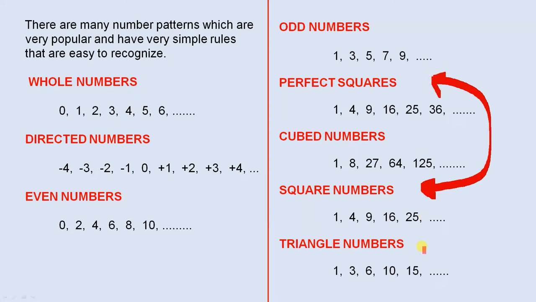The triangle numbers, which we saw in a previous video: 1, 3, 6, 10, 15. That's 1, 1 plus 2, 1 plus 2 plus 3, 1 plus 2 plus 3 plus 4, 1 plus 2 plus 3 plus 4 plus 5, etc.